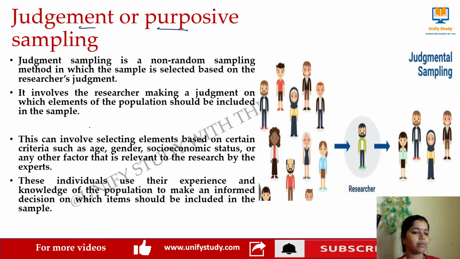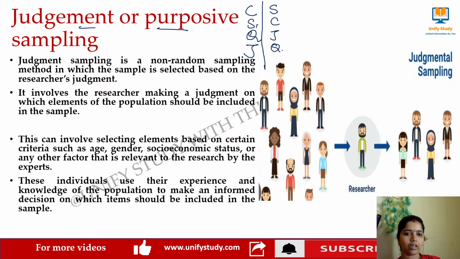Okay. These are the major types of non-probabilistic sampling. Shall we go for PYQs? You understood the concepts? So we have seen convenience, snowball, quota, judgment. You can remember easily by S, C, J, Q. So what is S? Snowball. Snowball means the sample size increases as it rolls like a snowball.